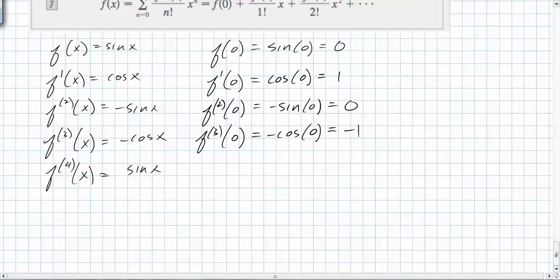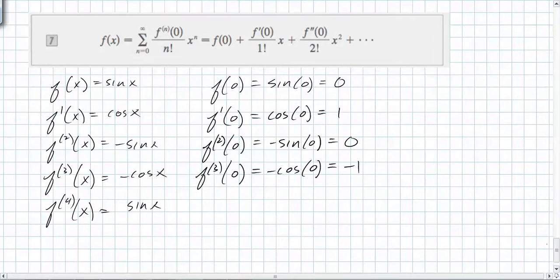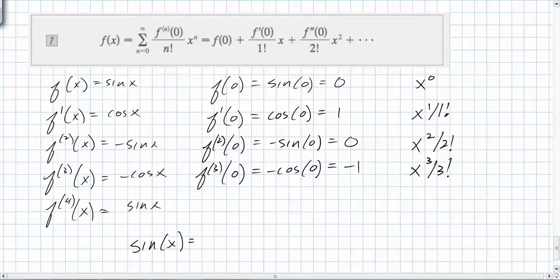And then what happens after you do those first 4? They repeat. And f of 0 matches up with x to the 0 power. What does f prime of 0 match up with? X to the first, and then x squared, and then x cubed. And it's this over 0 factorial, this over 1 factorial, and so on. So we now know that sine of x is approximately what? You multiply these.